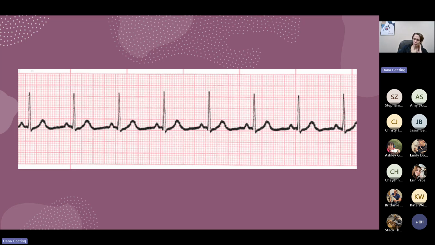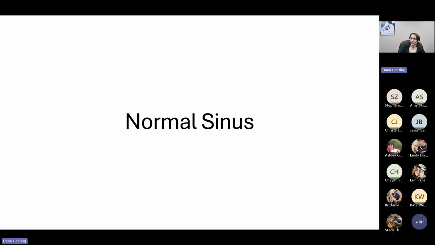So here we're going to look, do we have a P wave for every QRS? Do they look evenly spaced out? All right. Yes and yes. Correct. This is an example of normal sinus.